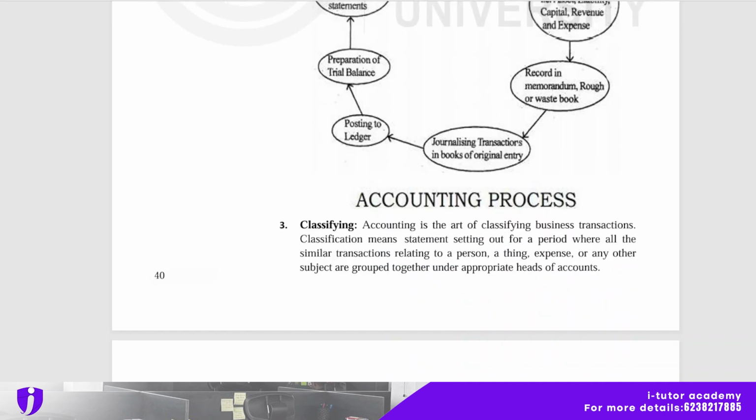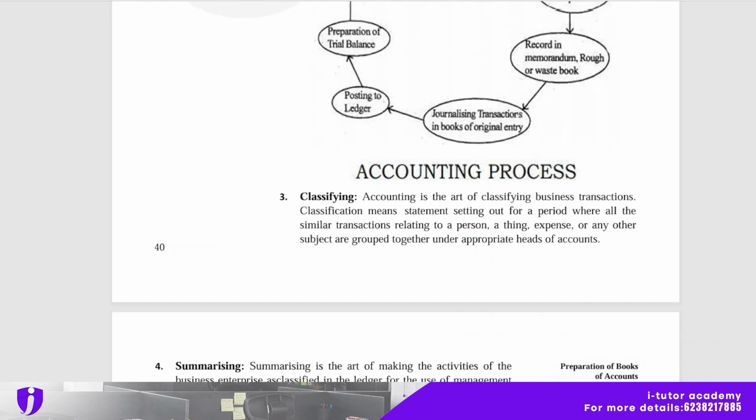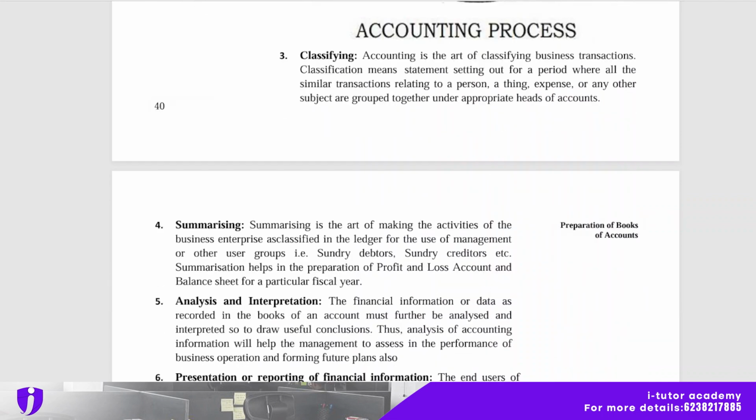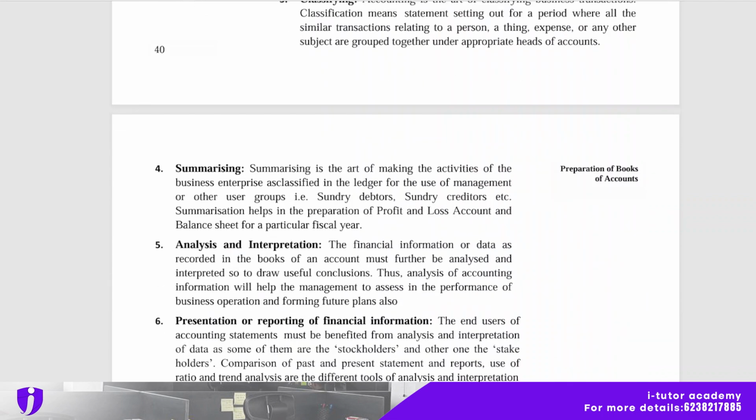And the next is classifying. Accounting is the art of classifying business transactions. Classification means setting out for a period all the similar transactions relating to a person, a thing, an expense, or any other subject, grouped together under the appropriate head of accounts. Next is summarizing. Summarizing is the art of making the activities of the business enterprise, as classified in the ledger, available for the use of management or other user groups.